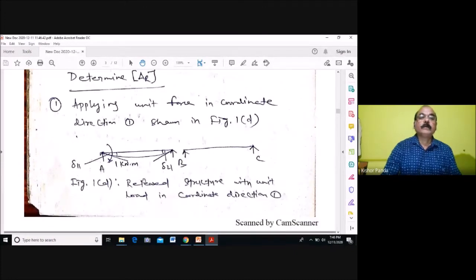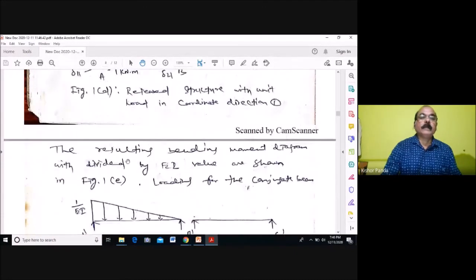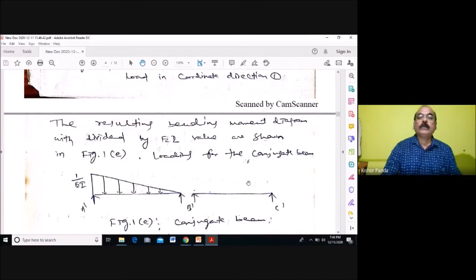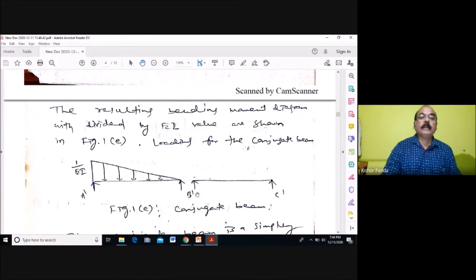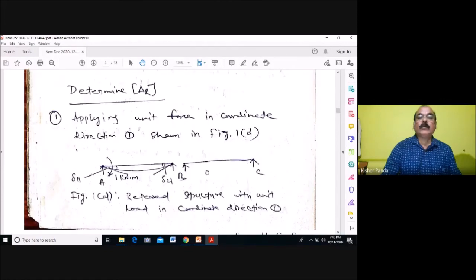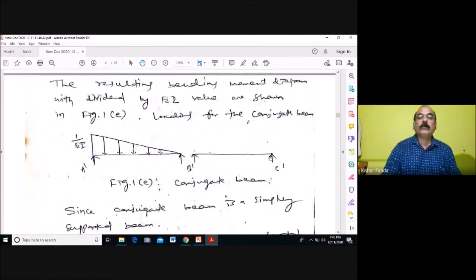This is the figure. Then the resulting bending moment diagram divided by EI is shown in the figure, loading for the conjugate beam. After applying this 1 kilonewton meter, you have to plot the bending moment diagram. If 1 kilonewton meter is the bending moment here, the ordinate of this moment is 1 kilonewton meter, and on this side the moment is equal to 0. So simply this is a triangle. Bending moment here is 1, and this side is 0, and here there is no loading, no bending moment diagram.